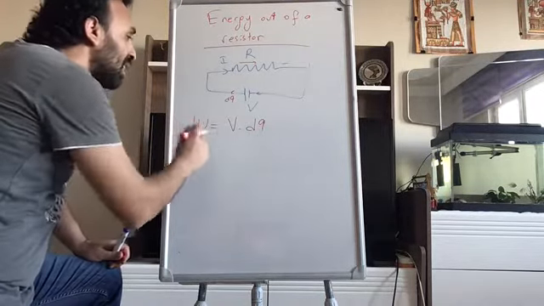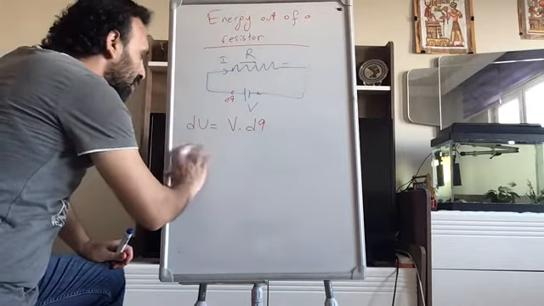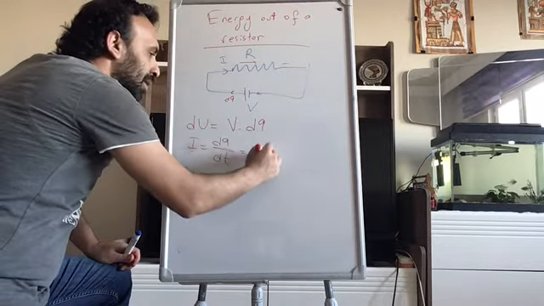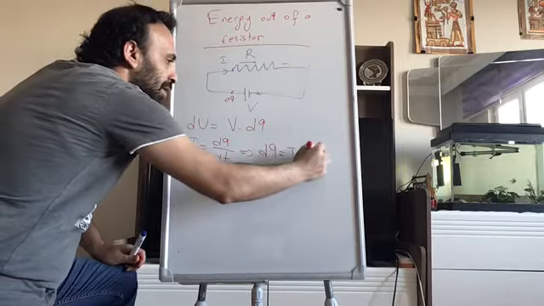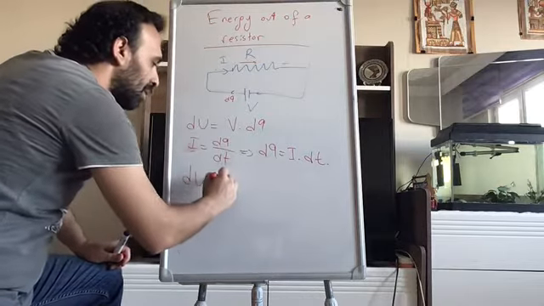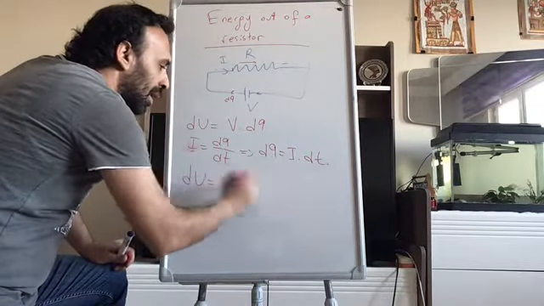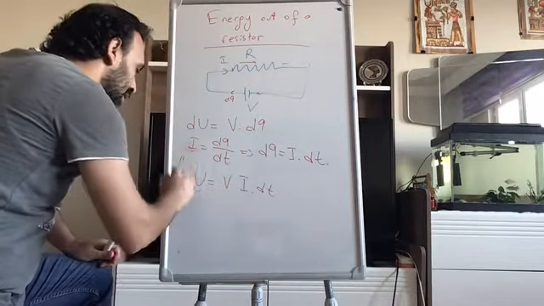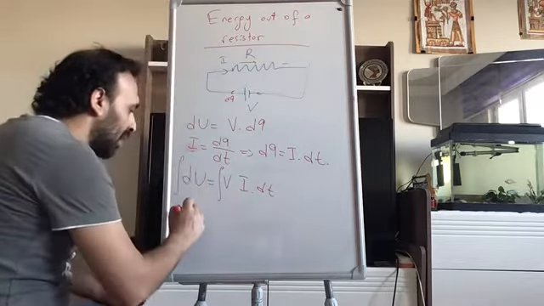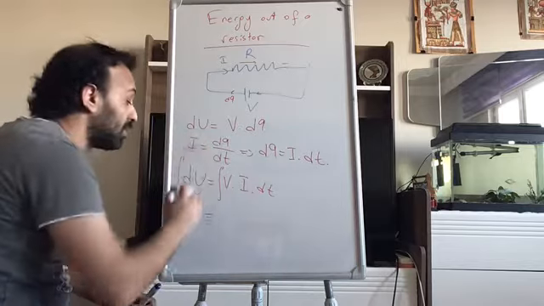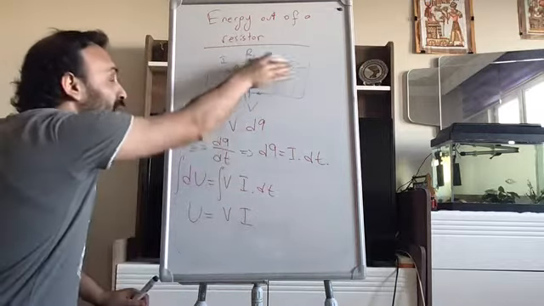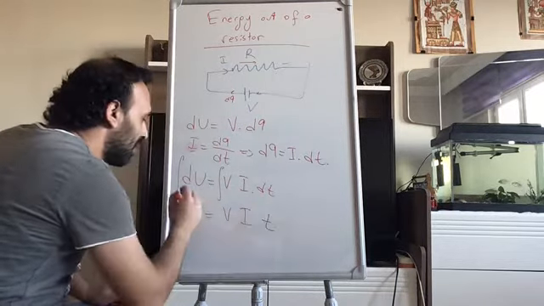But we can also define the current here as equal to dq over dt. From here we can write dq will be equal to the current times dt. If I plug it into this equation, dU will be equal to V times I, the current, times dt. If I integrate the right hand side over time, then the energy out of a resistor will be the electric potential V times the current passing through the resistance times T.